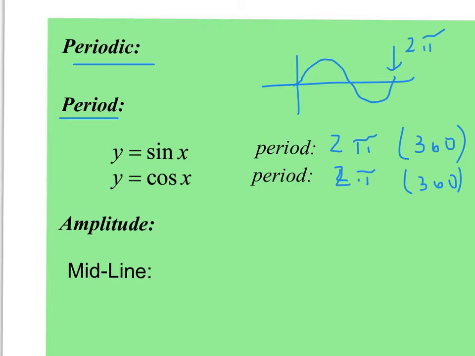Amplitude is the distance from the midline. Well, what's the midline? These graphs have these little bumps on them. So the midline for this one is going to be just the x-axis. And the amplitude is the distance from a peak to the midline. So in this case, you're going up 1, so the amplitude is 1. Now a lot of this stuff changes depending on the graph.